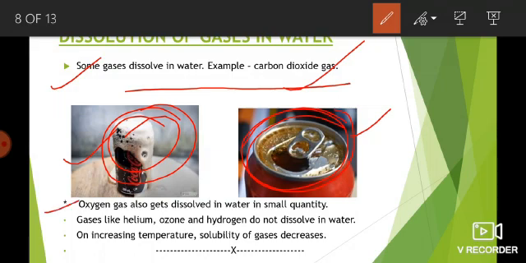Oxygen gas also gets dissolved in water in a small quantity. And it is this oxygen gas which aquatic animals use to breathe, because aquatic animals live in water and they need oxygen for breathing. Since this oxygen gas keeps dissolved in water, these aquatic animals get oxygen from water only.